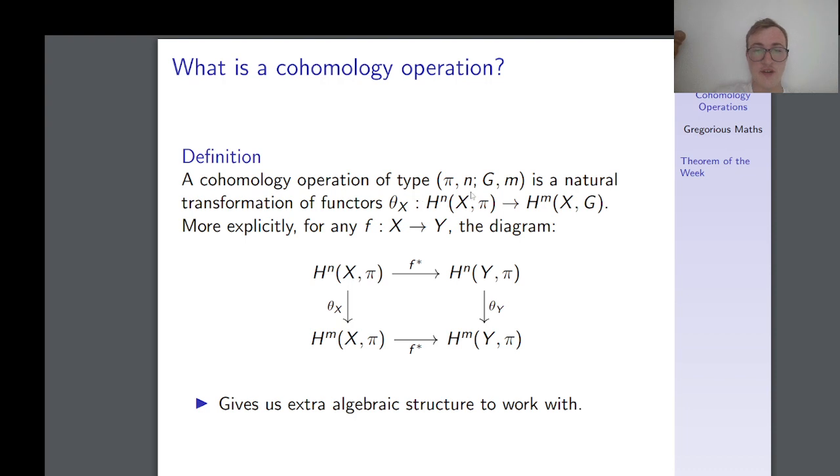So what it actually is: a cohomology operation of type (π, n, G, m) is a natural transformation of functors. For some space X, we'll have a natural transformation θ_X which goes from the nth cohomology of X with coefficients in π to the mth cohomology of X with coefficients in G. And if we want to be more explicit, for any f from X to Y, this diagram commutes. So that is what a cohomology operation is.